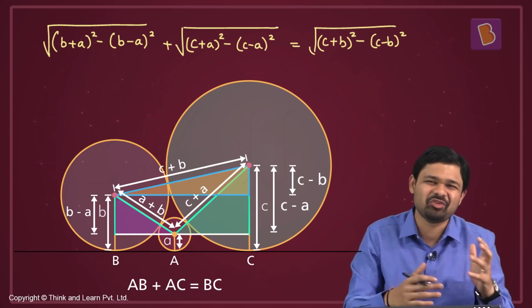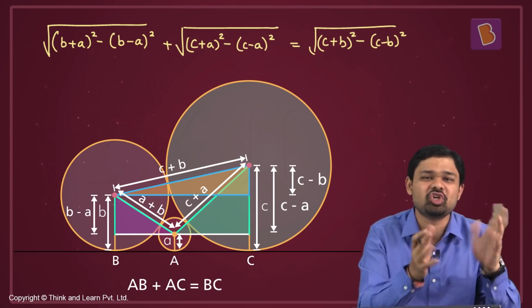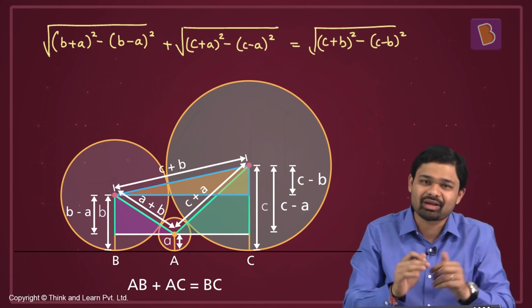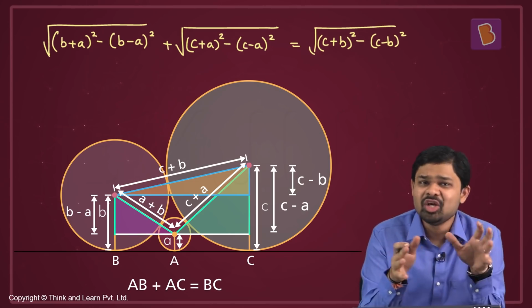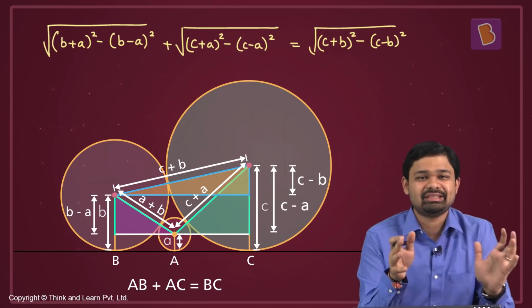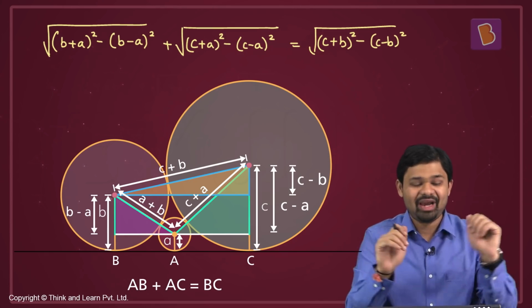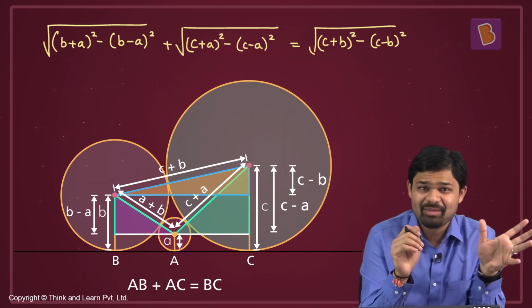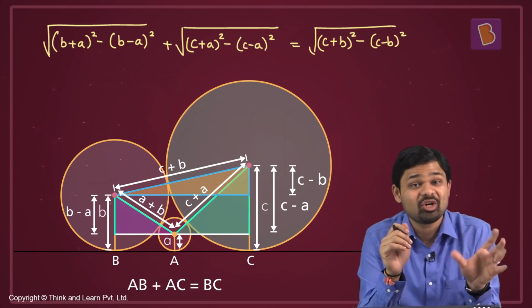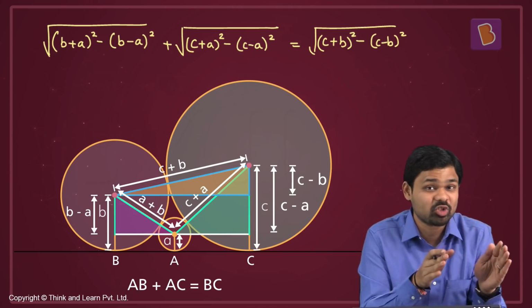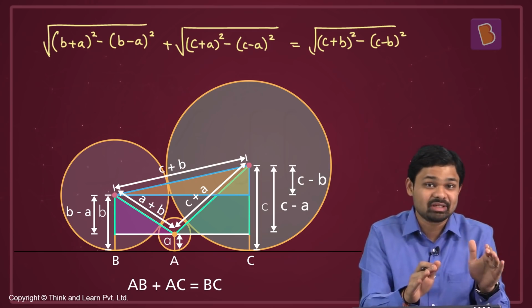In fact, it doesn't matter if you write C minus B or B minus C, because you are squaring it, so it's going to come out to be a positive number. So because C is greater than B, I'm just writing it as C minus B the whole square. Now simplify this. B plus A the whole square will have an A square and B square. B minus A the whole square will also have an A square and B square. Both of them positive. When you're subtracting, those things cancel out.